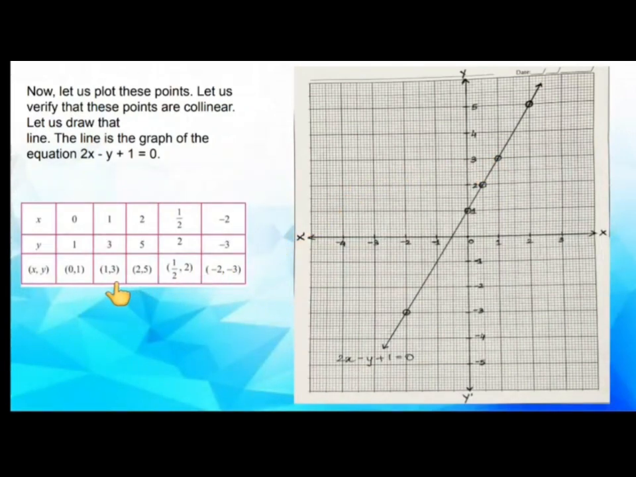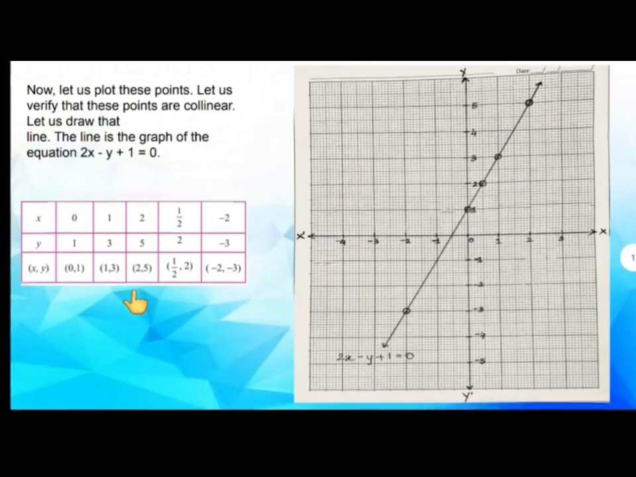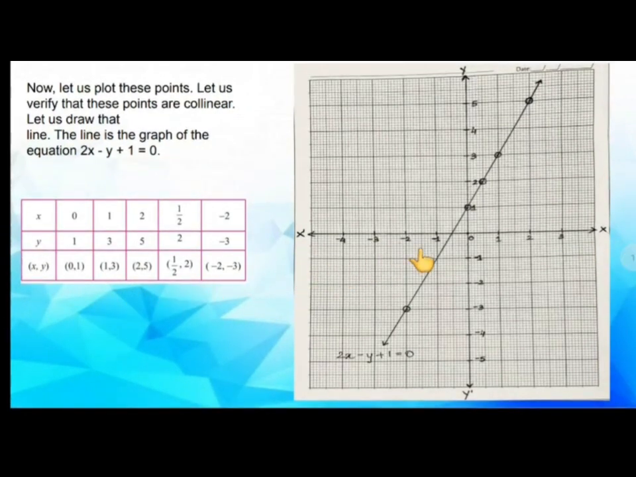Next we have x coordinate as 2 and y coordinate as 5. So on the x-axis we locate 2 and on the y-axis we locate 5, which is here. So the intersection of the 2 points will be the location of this point, with x coordinate as 2 and y coordinate as 5, right?